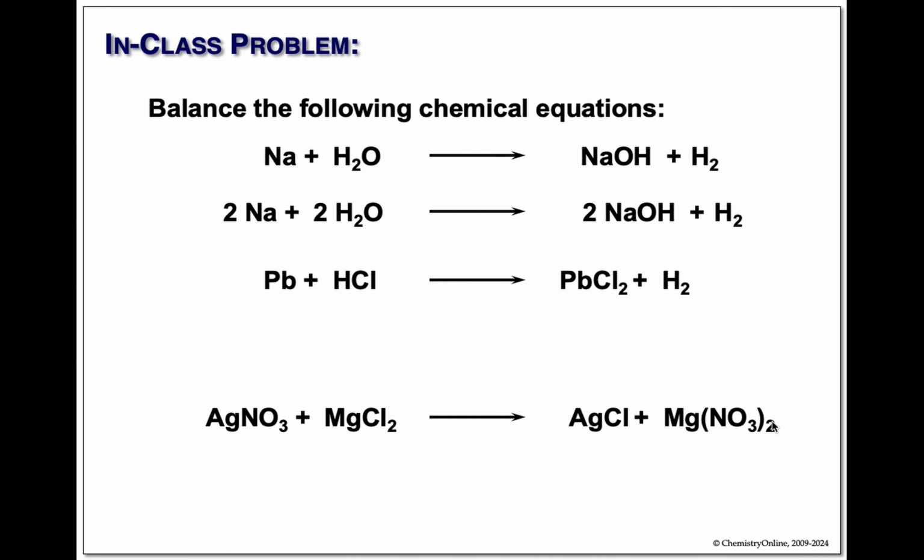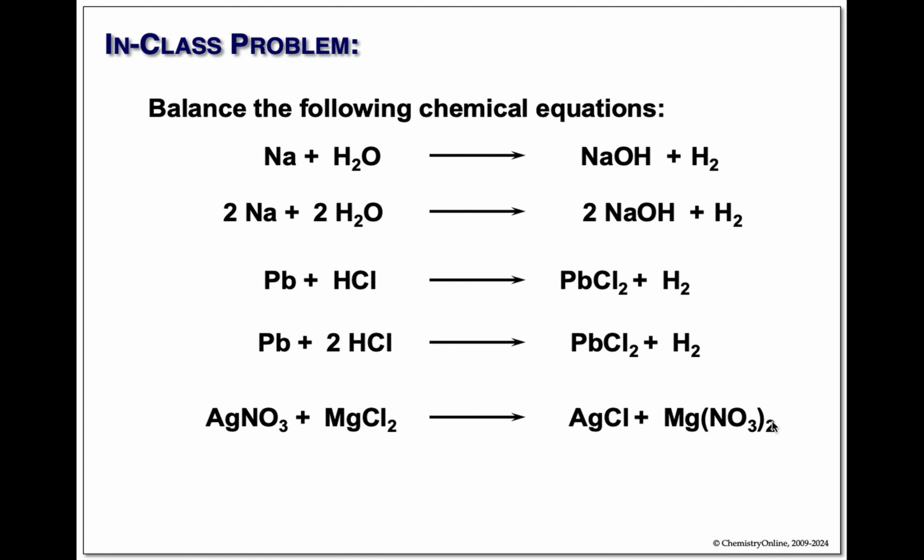The next one. Lead plus HCl gives lead 2 chloride and hydrogen. Slowly, very slowly. Let's see, one lead on both sides. We have two hydrogens, we only have one. So double that. That gives us two chlorines, but that's what we've got. Like this. So, we're good, I think.